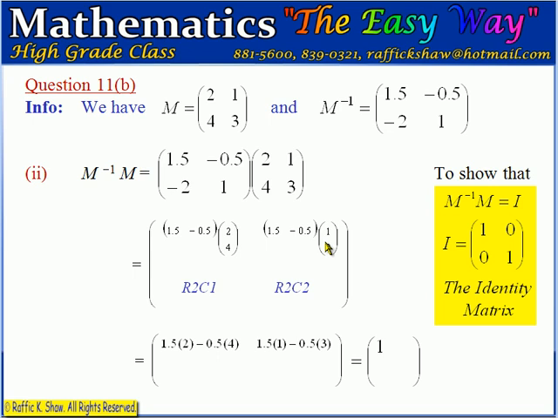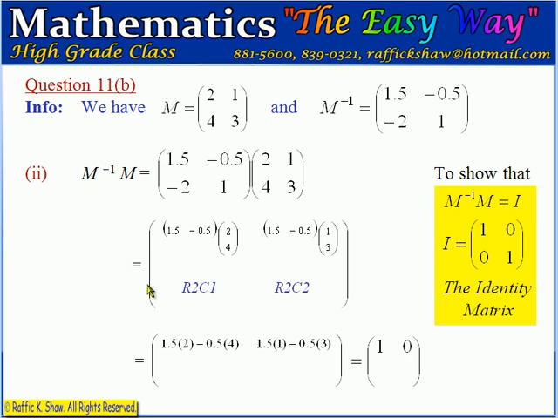And so it's 1.5 multiplied by 1, that's what this is, and then negative 0.5 multiplied by 3. Now 1.5 multiplied by 1 is 1.5, and we are subtracting 0.5 multiplied by 3, which is negative 1.5, and so we have 1.5 minus 1.5, and so the result here is 0.